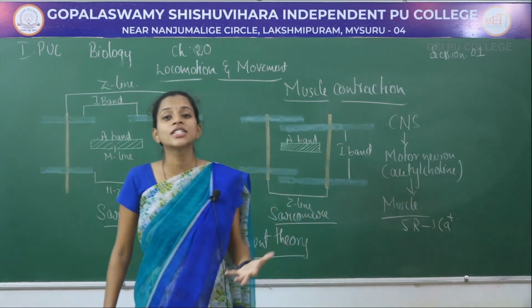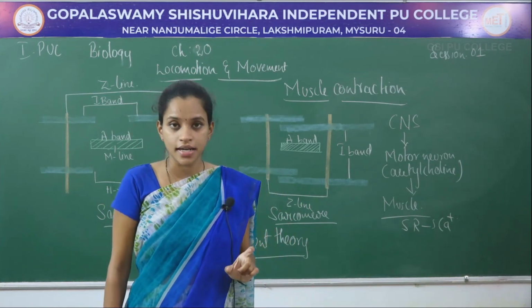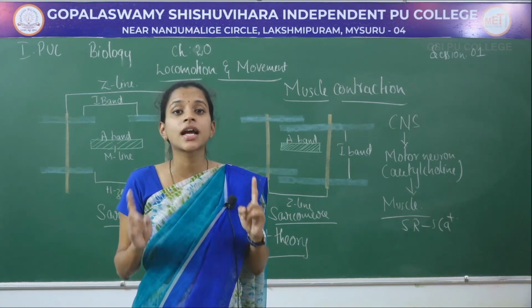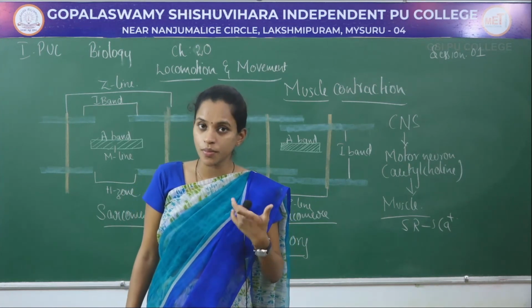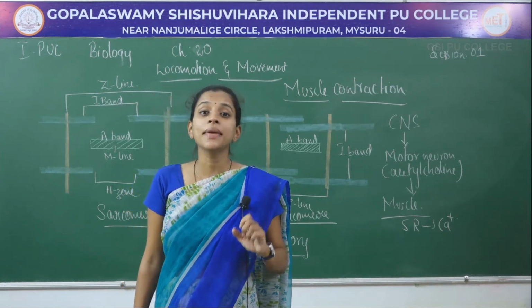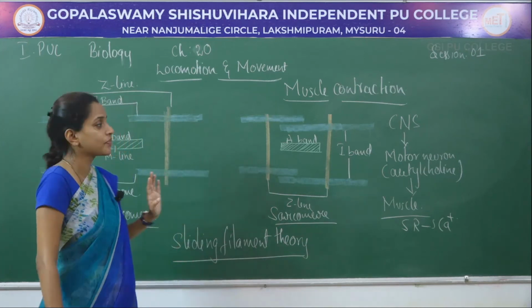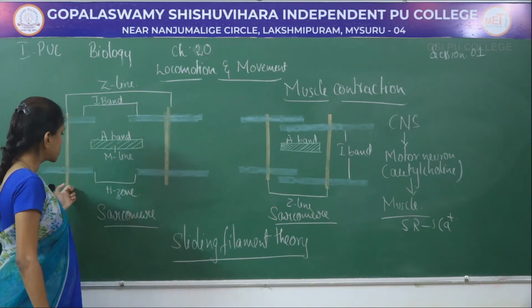Now we have to study what are all the changes that take place in the sarcomere. Sarcomere means the components which come between two Z lines. That is what is a single sarcomere. The changes that take place in the sarcomere can be explained by a theory which is called sliding filament theory.